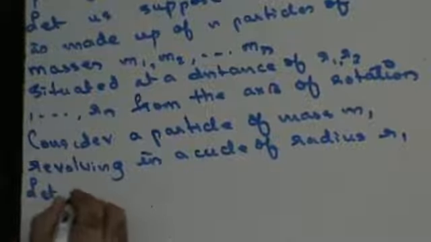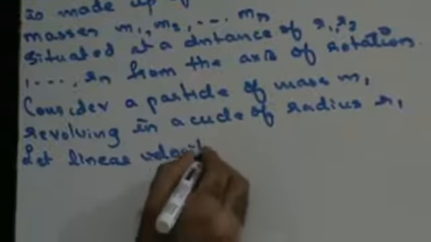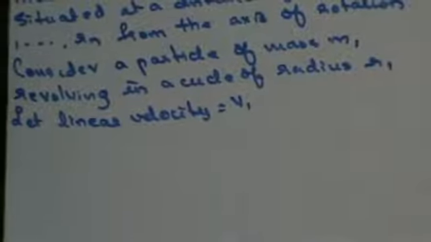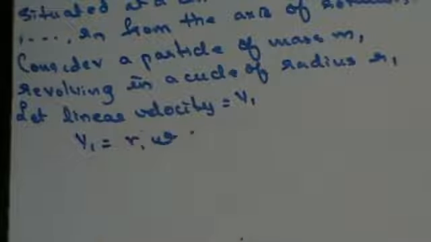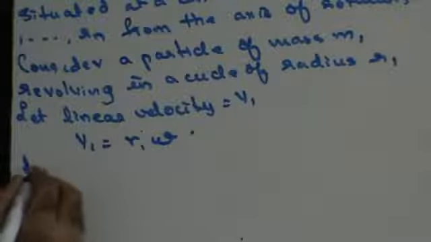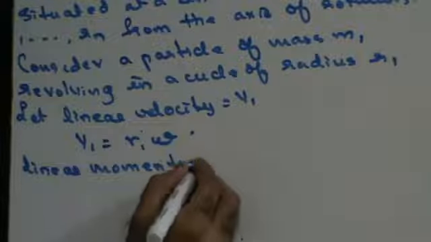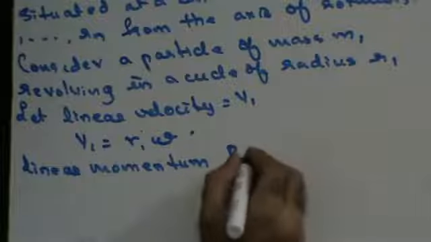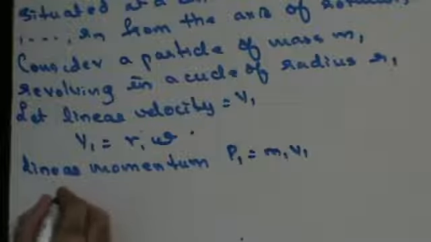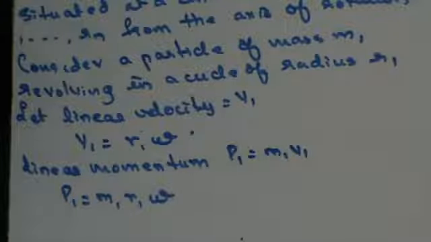Let linear velocity be equal to say v1. Now in that case I can therefore say that v1 is equal to r1 omega. That's my relationship between linear velocity and angular velocity. Now linear momentum P1, momentum is nothing but the product of mass and velocity, so that is going to be m1 v1. So m1 r1 omega. Fine, do we get this thing?